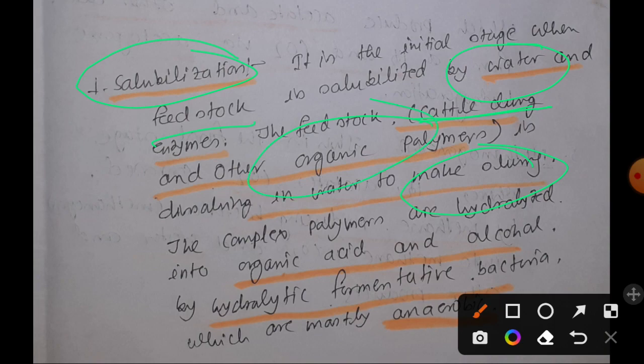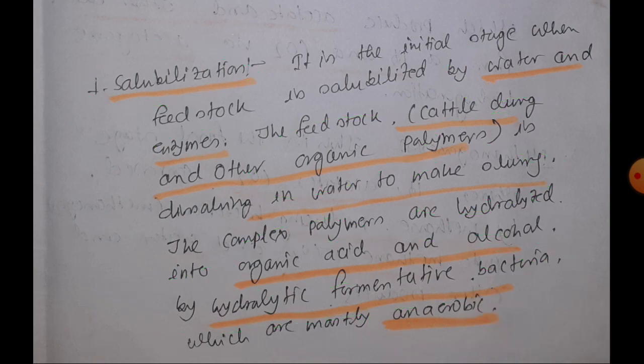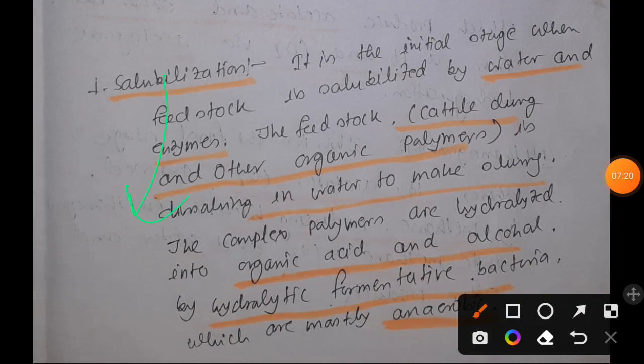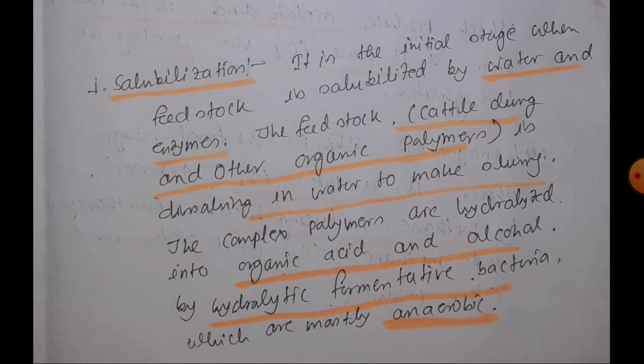This slurry will be treated with hydrolytic fermentative bacteria, which are mostly anaerobic. As a result, the complex polymers will be degraded into organic acids and alcohols. That is the first step that converts complex polymers into organic acids, alcohols, and some simple organic molecules.